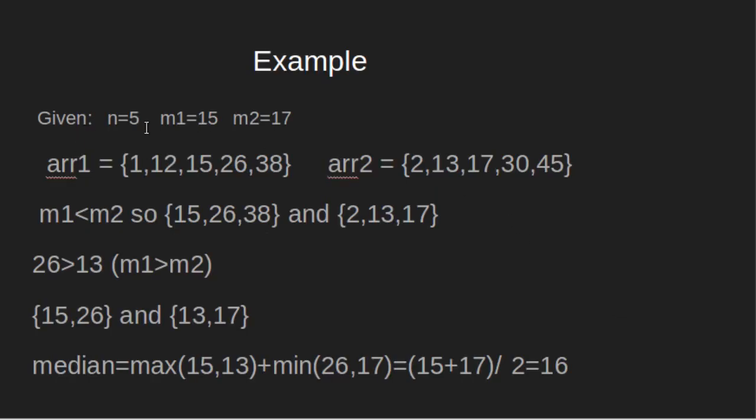Example, given n equals 5, array 1 and array 2. Since m1 is less than m2, we take array 1 from 15 to 38, and from array 2 we take from the start to m2, that is 2, 13, 17. Again, in the new arrays, m1 is greater than m2, so we take 15, 26 and 13, 17. Median equals maximum of 15, 13 plus minimum of 26, 17, which is 15 plus 17 divided by 2, that is 16.